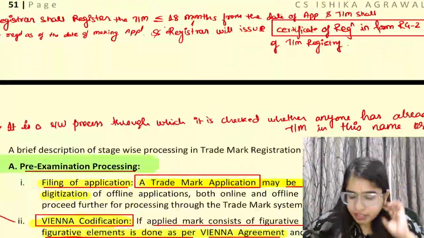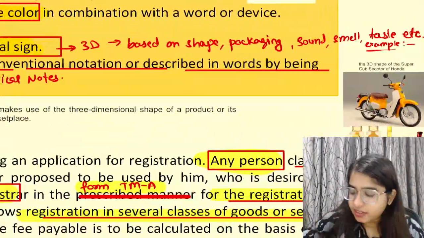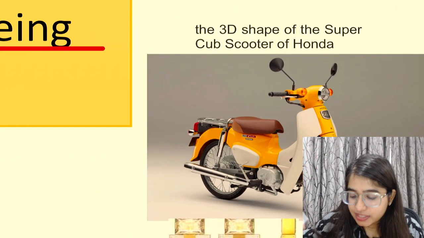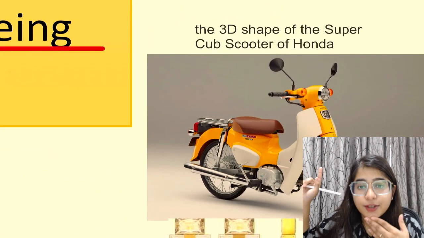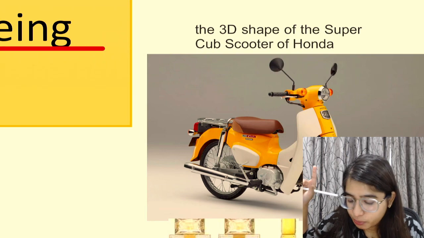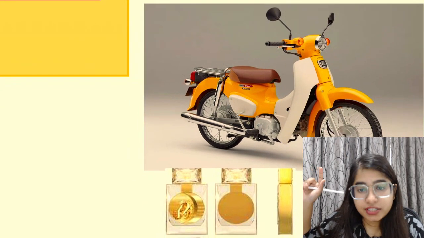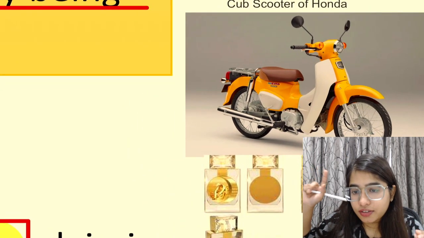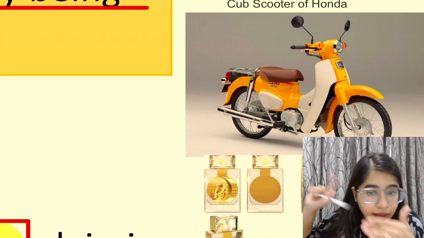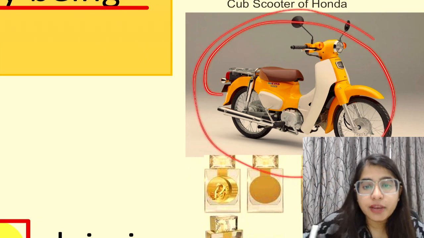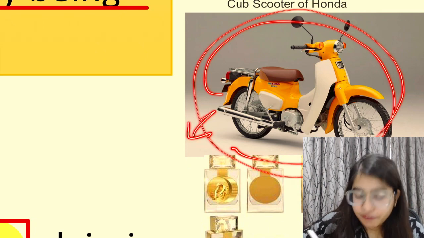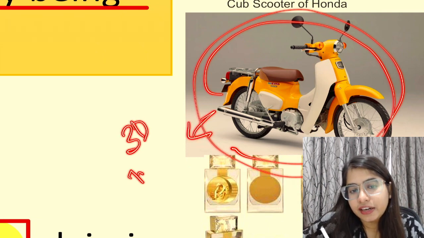Example, I'll give you 3D. Yes, if you see this Super Cub scooter of Honda, the shape of the product, they have taken a trademark. This is known as 3D trademark.